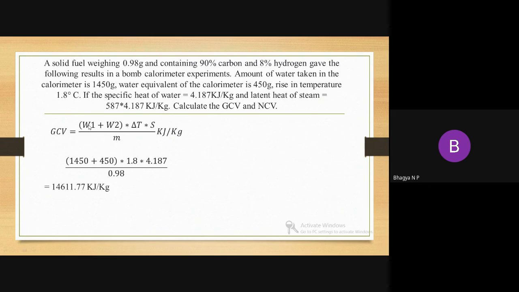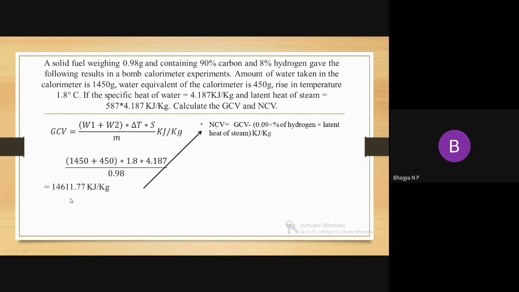What is W1? The amount of water in the calorimeter, 1450, substituted, and W2 is the water equivalent of the calorimeter, 450, substituted. Delta T is the difference in temperature, 1.8. S is the specific heat, clearly given, 4.187, and the mass of the fuel is 0.98 gram. On calculation, we get 14,611.77 kilojoule per kg as the GCV value.